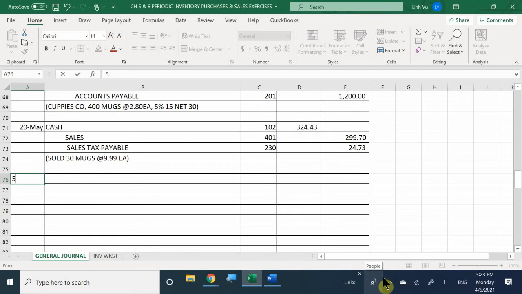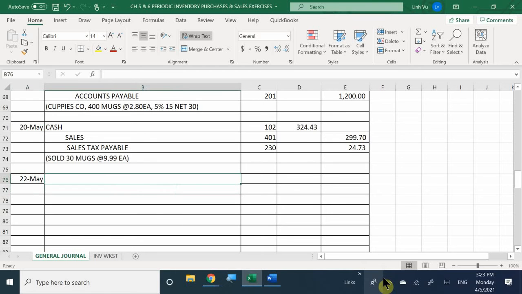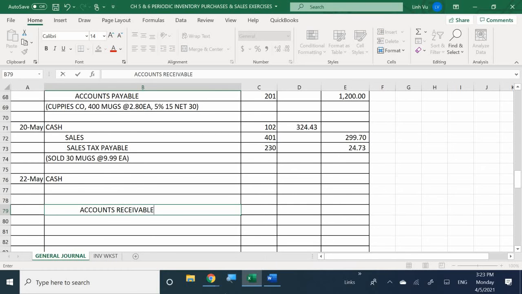On May. Well, we would start with cash because he paid with cash. Good. Okay, we got cash. What else? Accounts receivable. Okay, that will be one of the accounts. Good. Sales. Sales tax. Good.